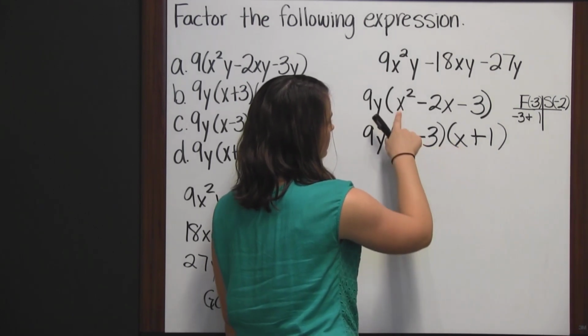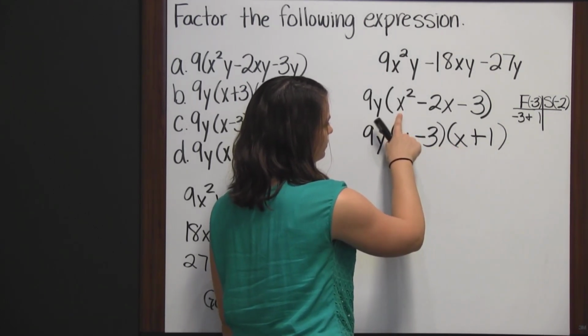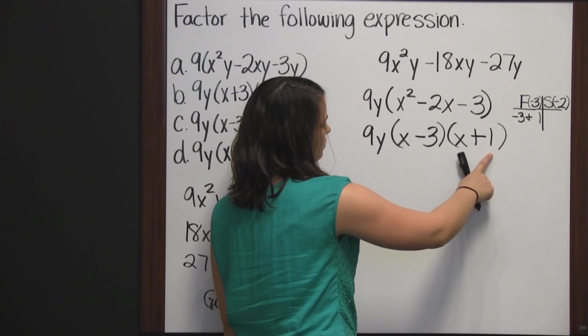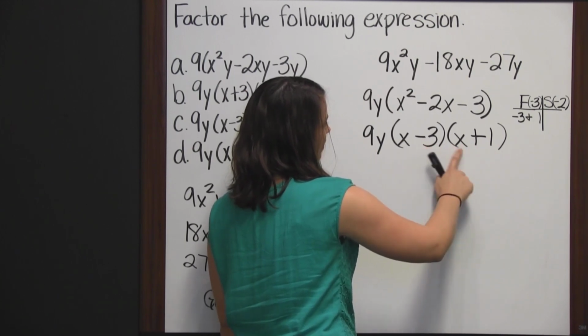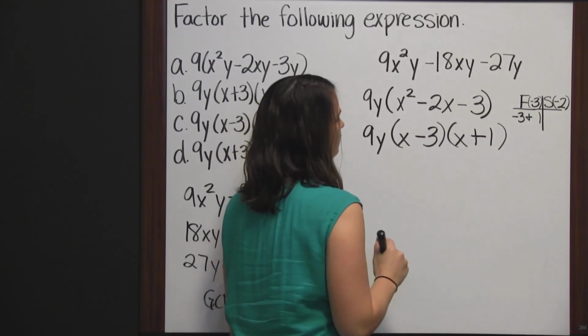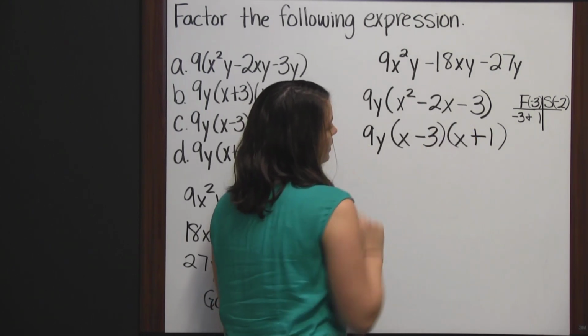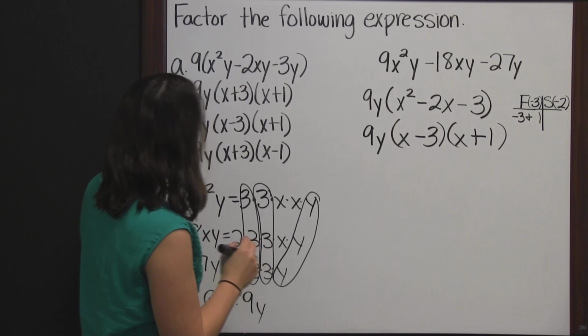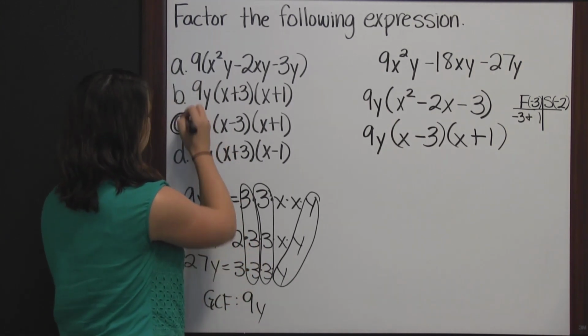So x times x would give us our x squared. X times 1 is 1x, minus 3x would be negative 2x, and then negative 3 times 1 would be negative 3. So this is our factored answer, which is answer choice C.